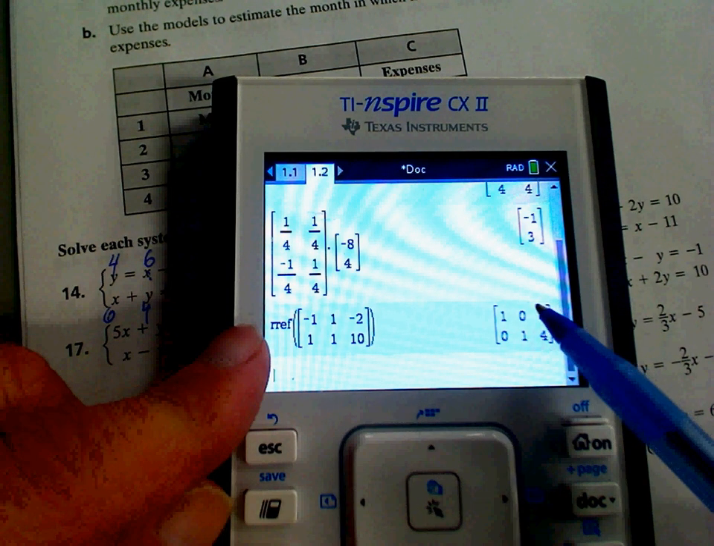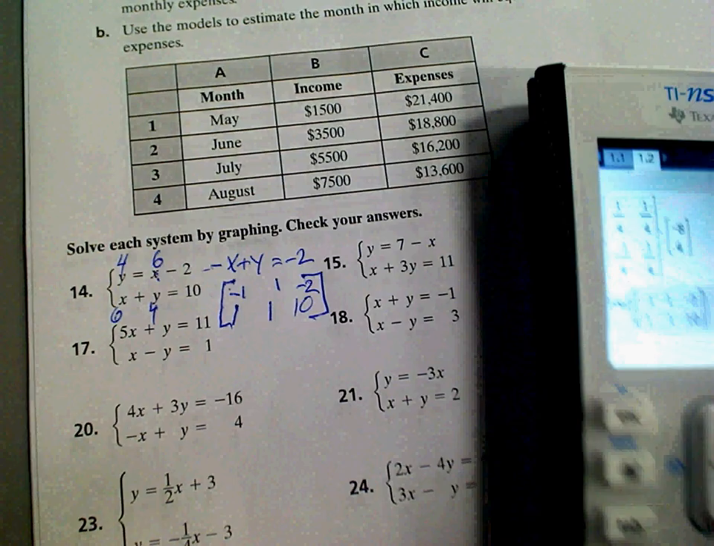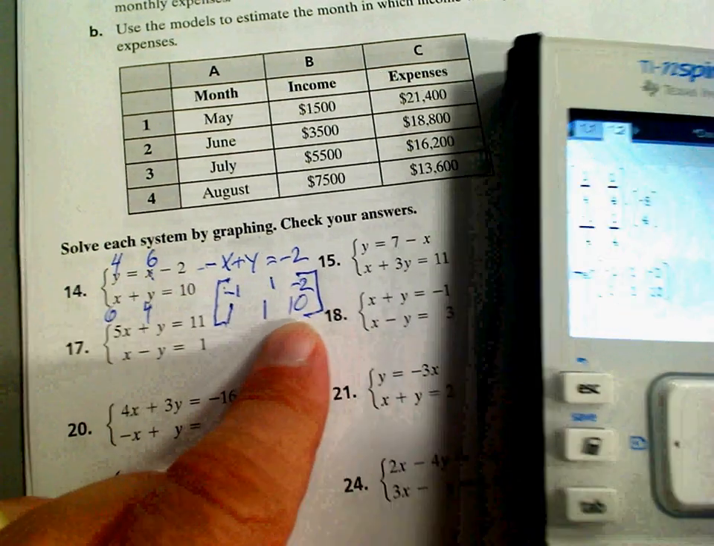Yes, it's really nice. As long as you understand what you're trying to get. So the solution is 6, 4. There we go. All right, I'm going to give you a worksheet.